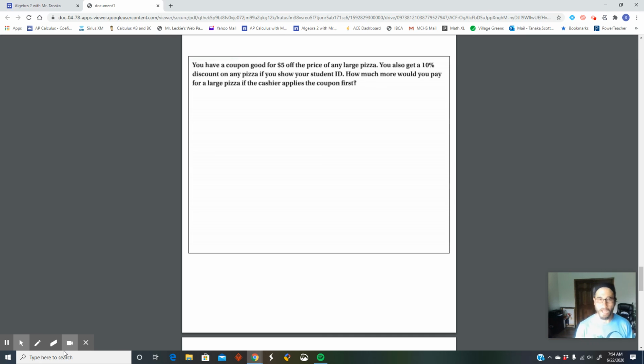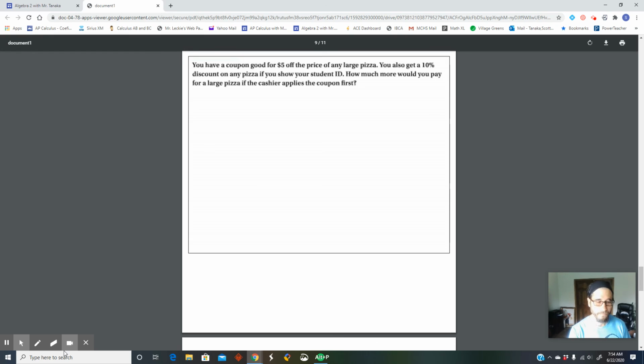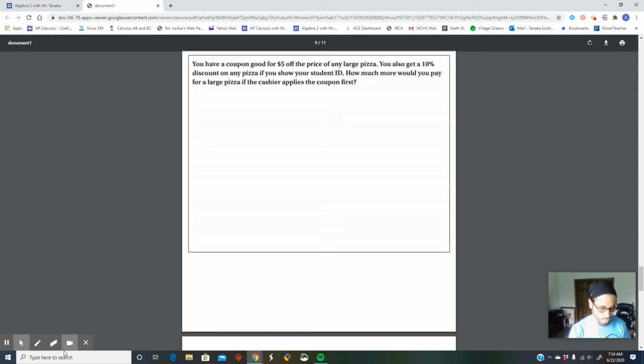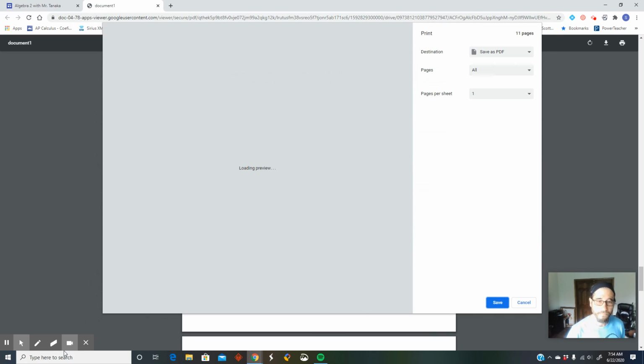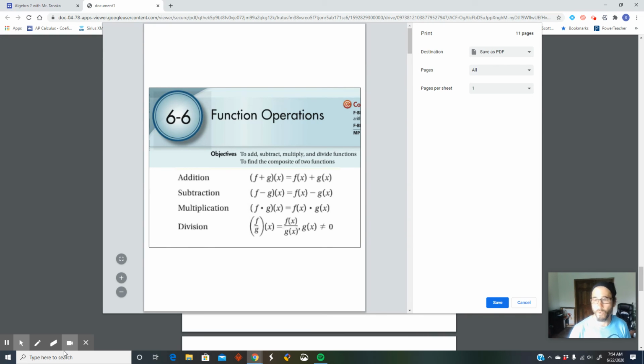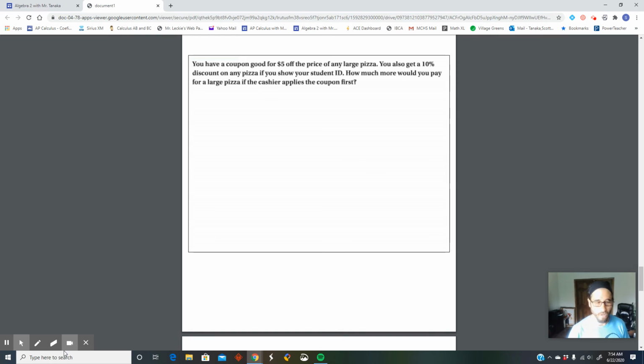We're going to do this problem here, and we're going to make it more relative. So when I order my large pizza, let's use this pen. We're going to say that my large pizza, when I order it with all my good fixings, comes out to $20.